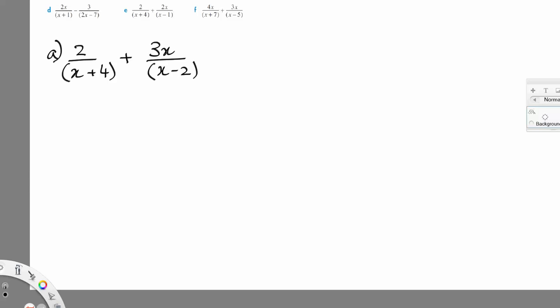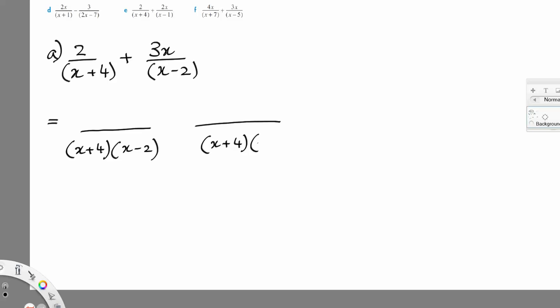Well, we do exactly the same thing here. I know my denominators are x plus 4 and x minus 2. If I multiplied them together, I know that I'd end up with something that both x plus 4 and x minus 2 divided into. So I'm going to multiply them together, and that's going to give me x plus 4 times x minus 2. And I'm going to convert both fractions to have this denominator. There's a plus in the middle.